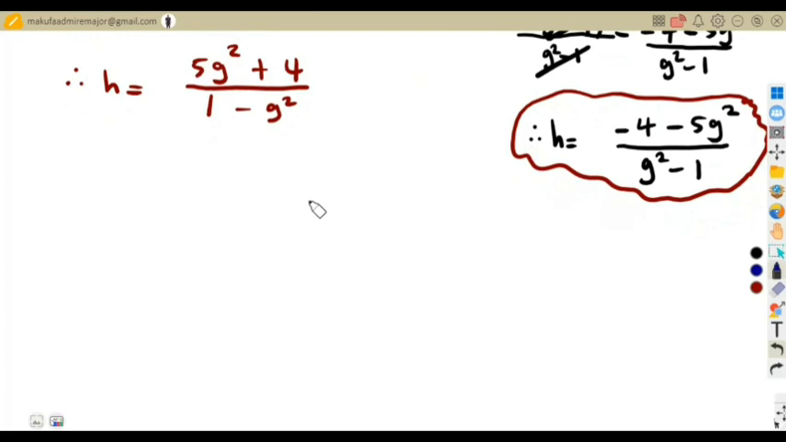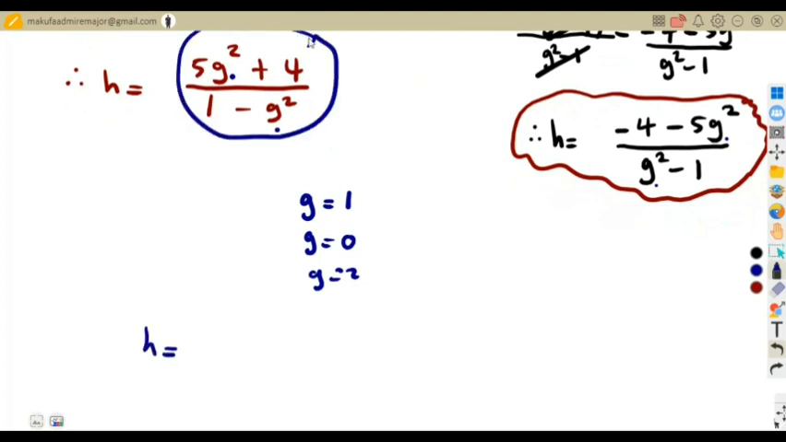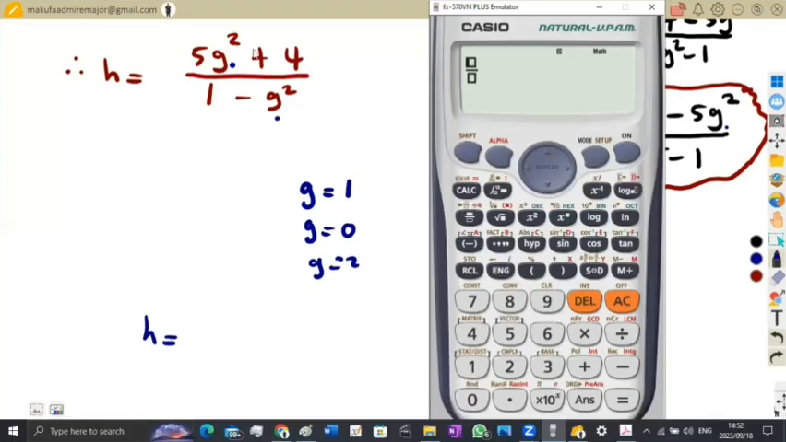You just take one value of G of your choice. G can be 1, you can use 0, you can use 2, whatever value of your choice. You substitute where there is G, and obtain the value of H. We must have the same answer because this is representing the same H. So let us just take one value of our choice. We can just take our G to be 1. I'm going to start with this one, 5G squared.